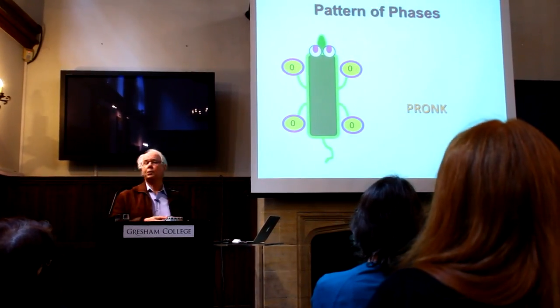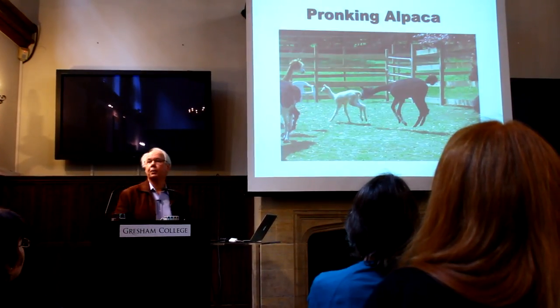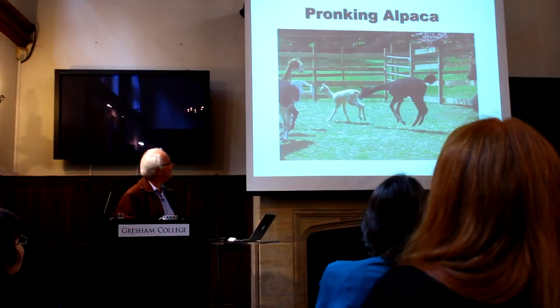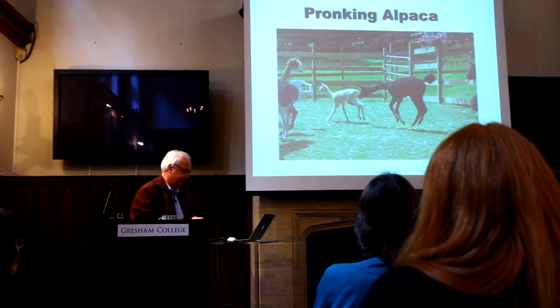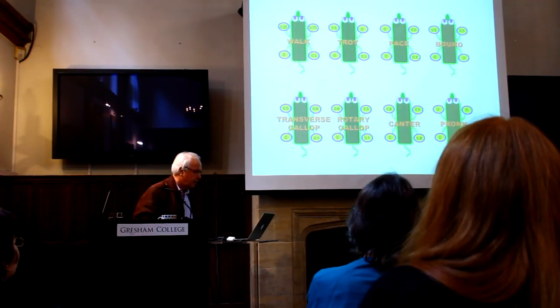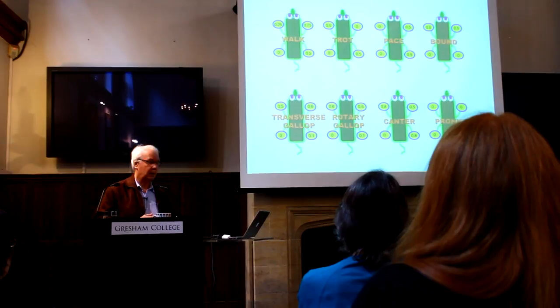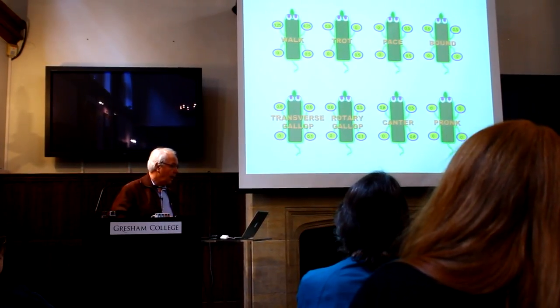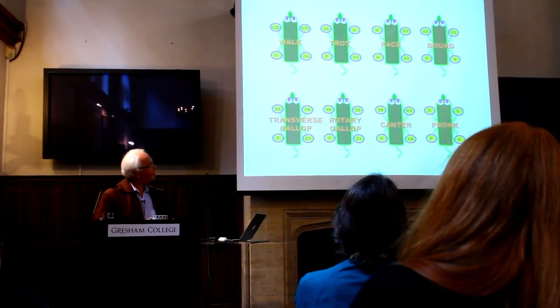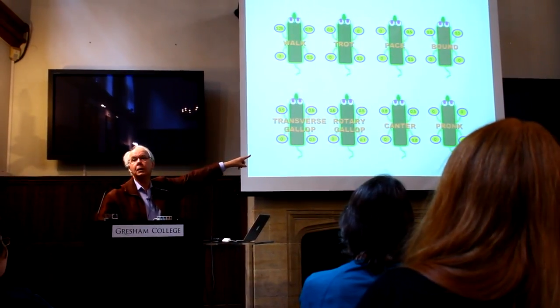And then there's the pronk. That's a pronk. Whole animal, straight up. Okay? So here's the pronk. So we have at least 8, there are actually more, patterns, and 5 of these are very symmetric. The 4 along the top, and the pronk is the most symmetric of all.